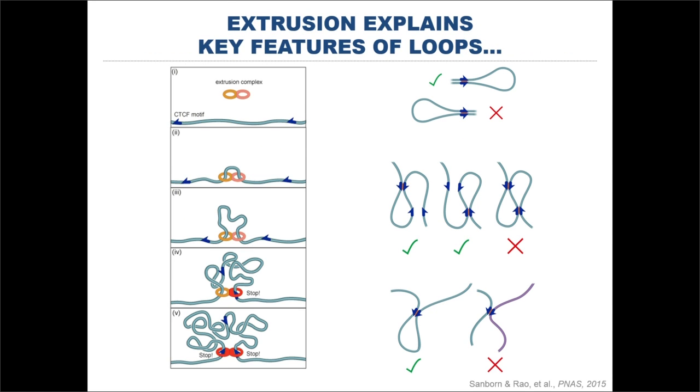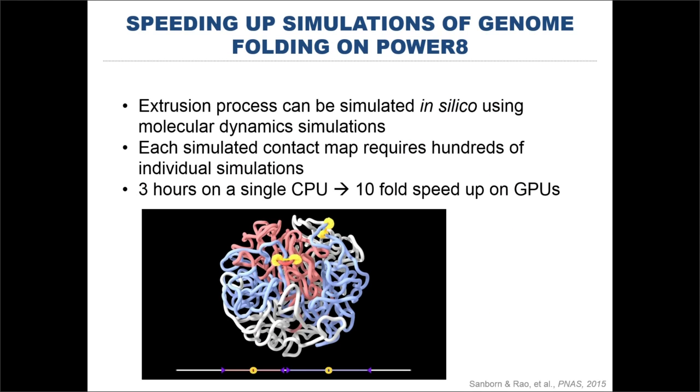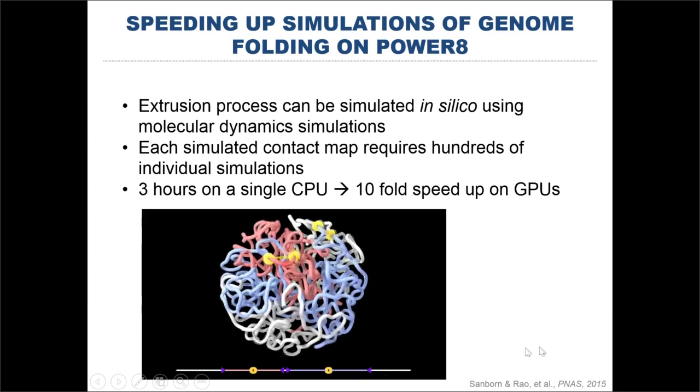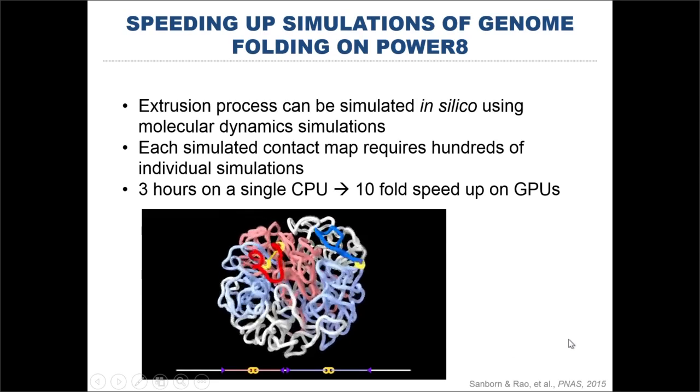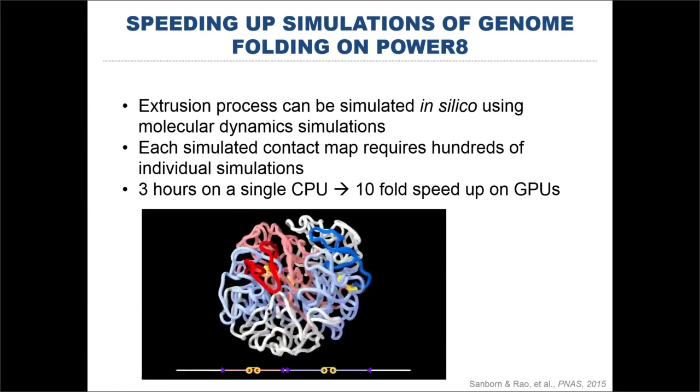So we came up with this other model of DNA where basically a complex binds to two very nearby pieces of DNA and starts to slide and extrude a loop, which satisfies all the properties. And so now we can actually model this. That brings me to how Power8 is actually helping us advance the science here. We can use molecular dynamic simulations. And if you could play the movie here. We can use molecular dynamic simulations to model this process of extrusion.